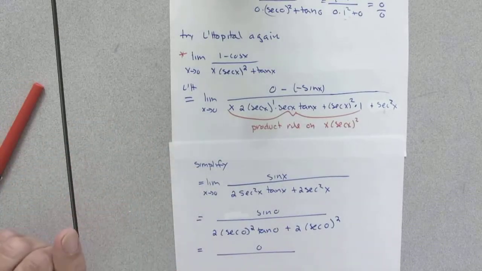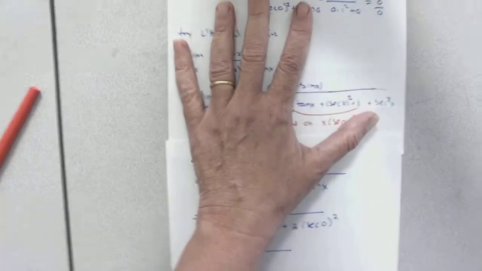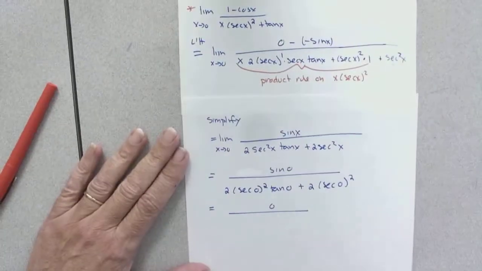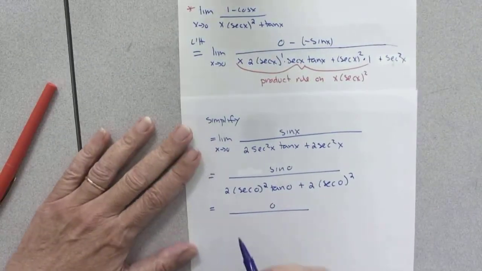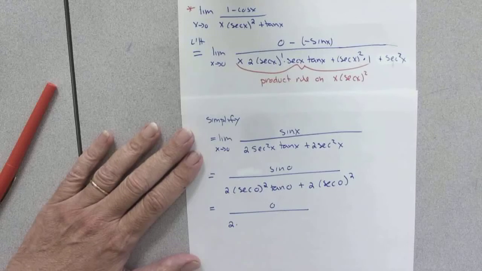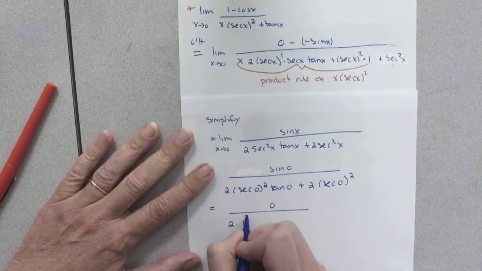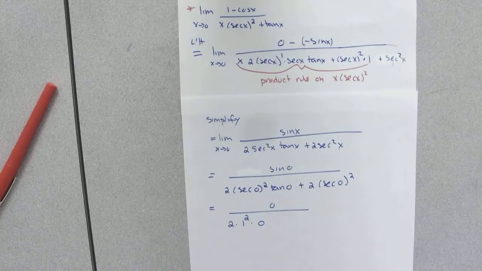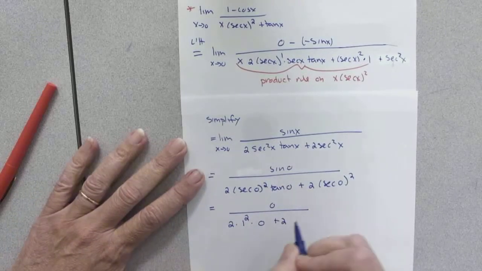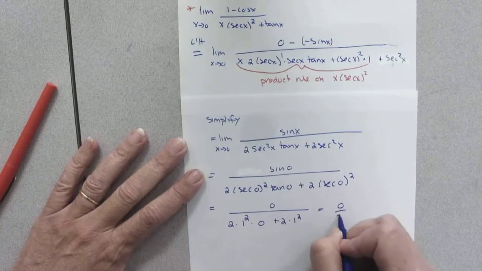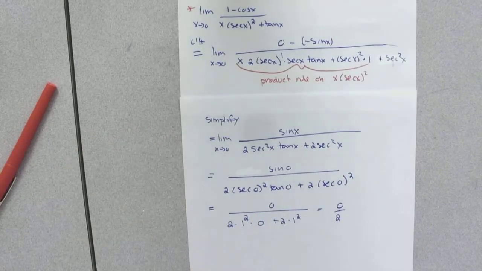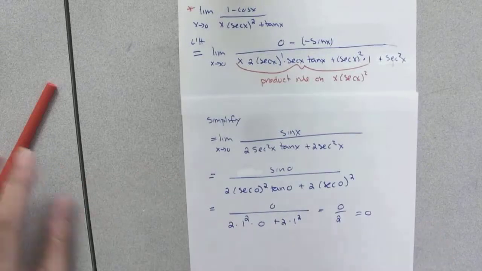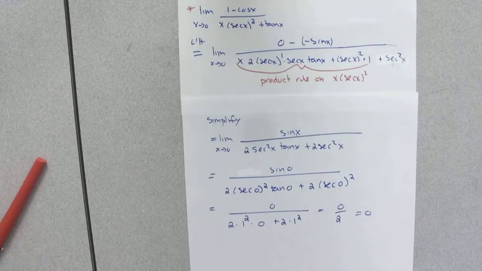So sine of 0 is 0. And it is possible. You can get L'Hopital's just a whole bunch of times. Hopefully I haven't been that mean to you. And that's going to be 2 times secant of 0 is 1. So 2 times 1 squared, tangent of 0 is 0. Secant of 0 is 1, so 2 times 1 squared. And so I've got 0 over 2, which is 0, and there's my limit.